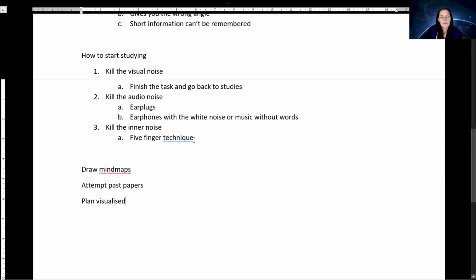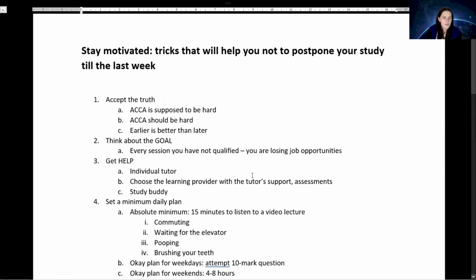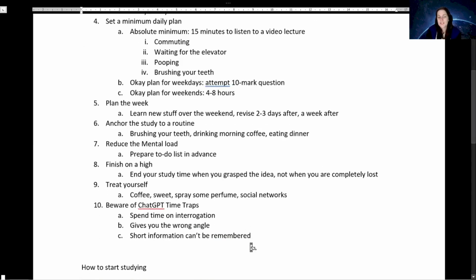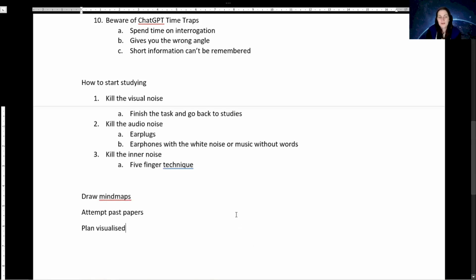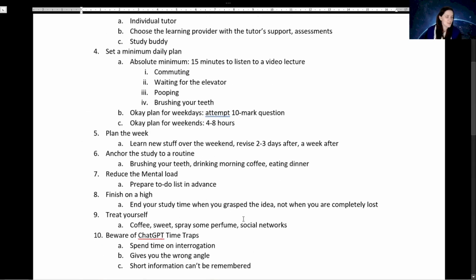So if it comes to what could help you to motivate yourself to study, these are these 10 major steps and also some life hacks as to how to study. If you have any questions, you can ask them.